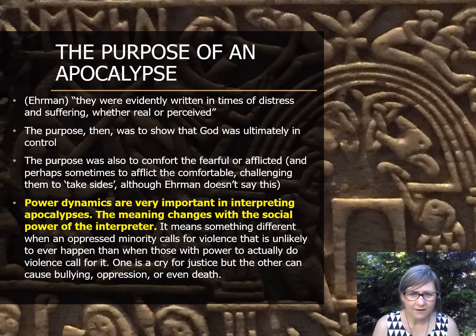It's all under control. So the purpose is to comfort those who are fearful, those who are suffering under oppression, those who are afflicted. But perhaps it was also to afflict those who are comfortable and force them to take a side, take the side of the oppressed, protect them, join them. That's a hypothesis. So when you're interpreting an apocalyptic text, power dynamics are very important. The meaning of the text changes with the social power of the interpreter. So it means something very different when an oppressed minority calls for violence that is very unlikely to ever happen, than when someone with power calls for violence. One is a cry for justice, but the other can cause bullying, oppression, or even death.